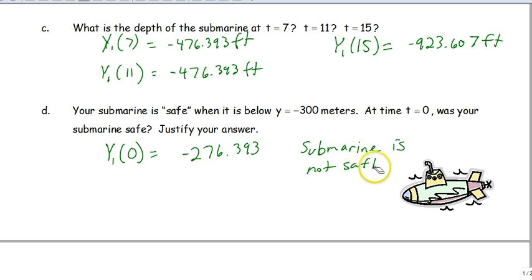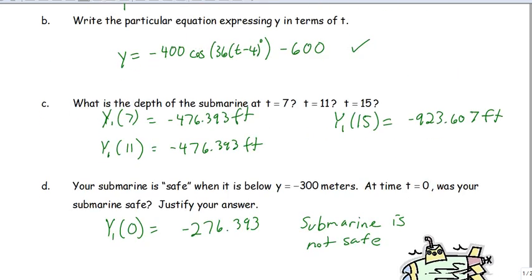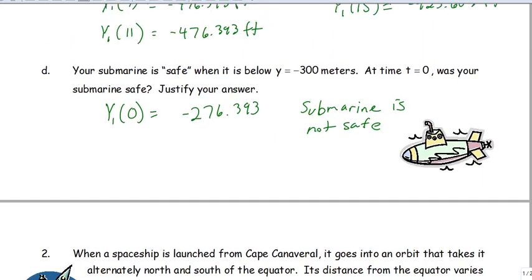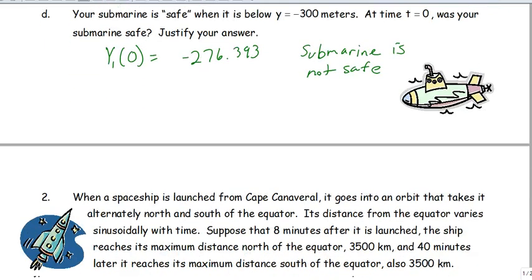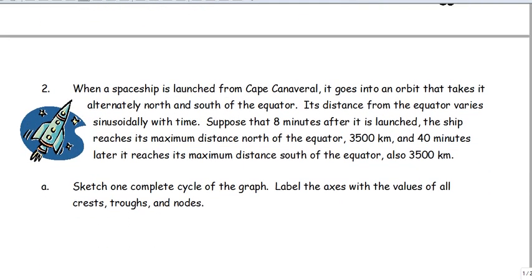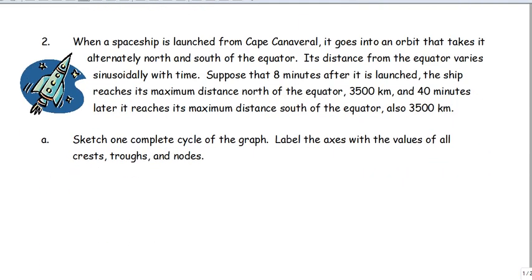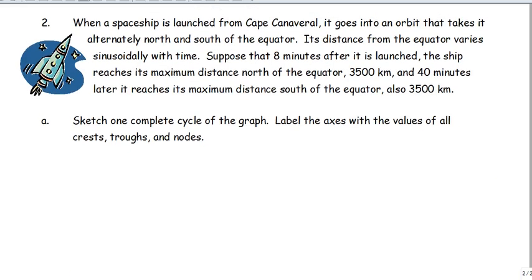Okay, right at time 0. But it's probably diving at that moment. So that's how you do one of these. Let's do one more real quickly. Now this one is tricky because of the wording, but again, it's all the same thing.